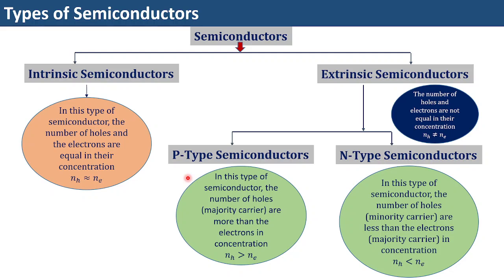Now, what is the big picture of the semiconductor? The big picture is that semiconductors can be classified into two categories mainly. One is an intrinsic semiconductor, another is an extrinsic semiconductor. Now, intrinsic means the semiconductor in which the number of holes and the number of electrons are the same. However, in an extrinsic semiconductor, the number of holes and the number of electrons are different. Alright. Now, if the number of holes is less than that of electrons, then it is called an n-type semiconductor. If the number of holes is more than that of electrons, it is called a p-type semiconductor.